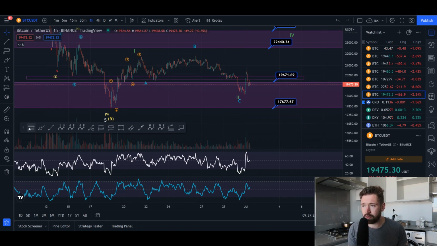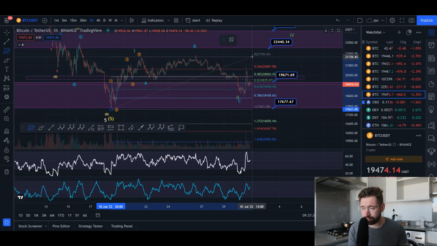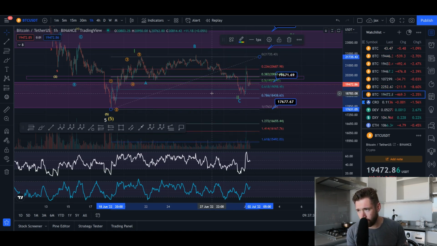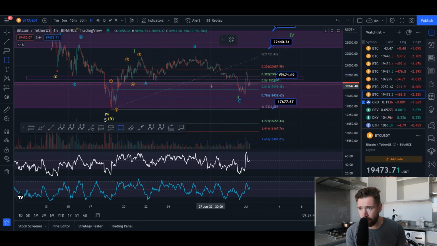You take your Fibonacci from the swing low of the wave 1 to the high of the wave 1, and you pull it out. So we've come down to the 0.618. With a wave 2 correction, with a wave 2 pullback, you want it to land in between the 0.5 and the 0.786 at a maximum.